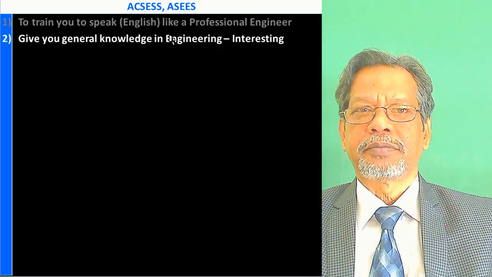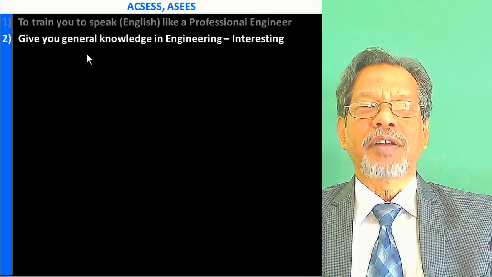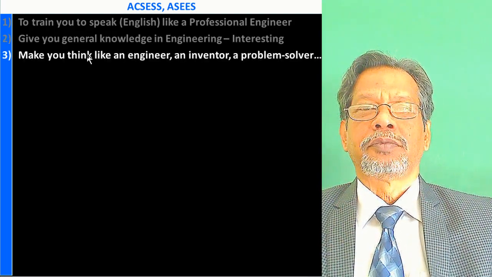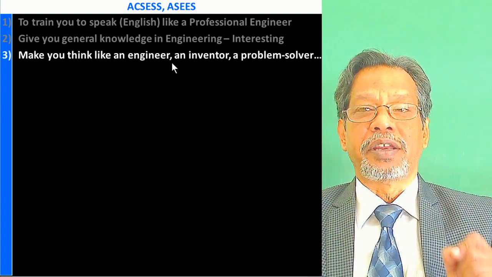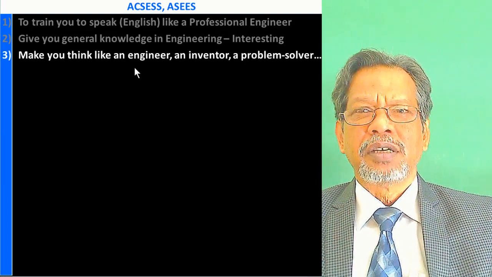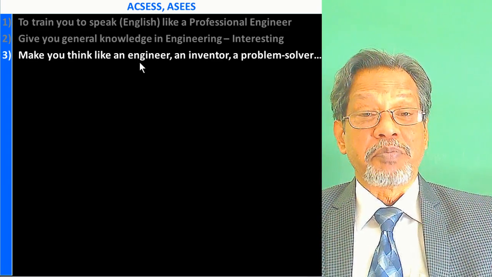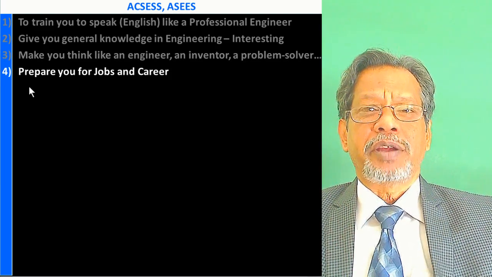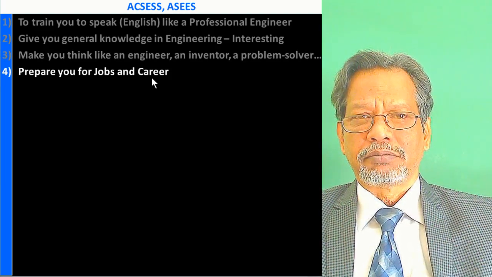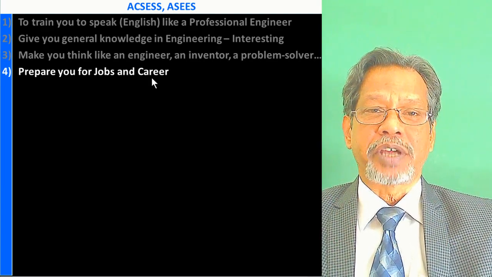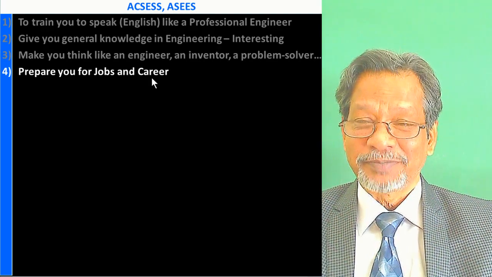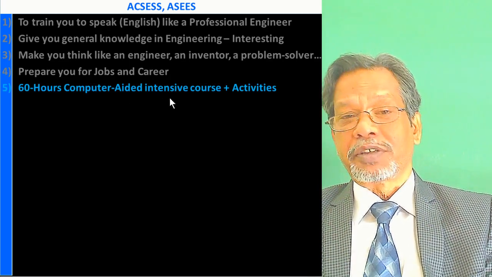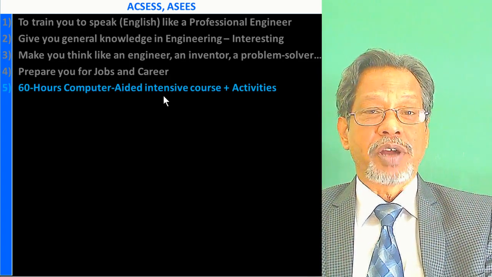There are some other goals. It will give you a general knowledge in engineering using some interesting topics. It will make you think like an engineer, an inventor, and a problem solver. This is very important, to think like an engineer. It will prepare you for jobs and career as an engineer, scientist, educator, or entrepreneur. Okay. It's a 60 hours computer-aided intensive course. It's got some activities, total it may be 80 to 100 hours.